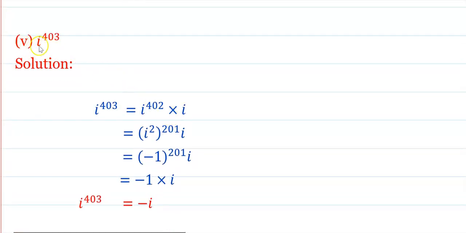Next, I raised to 403. Therefore, I raised to 403 can be written as I raised to 402 into I. Means what? I square and bracket raised to 201 into I. But I square is minus 1. Minus 1 raised to, again this is odd number and hence it is minus 1. Minus 1 into I, overall it is minus I. And hence I raised to 403 is minus I.